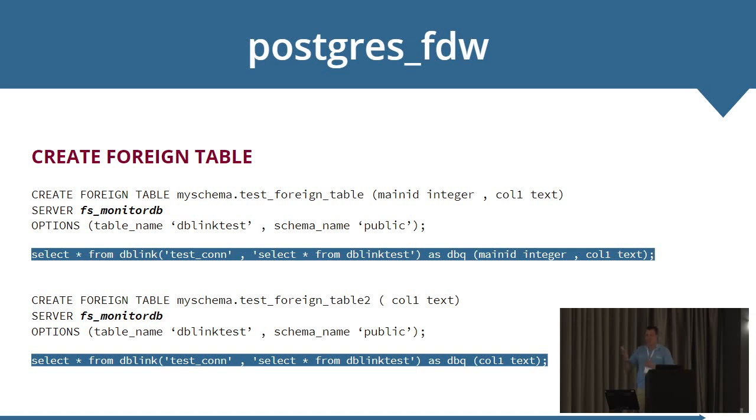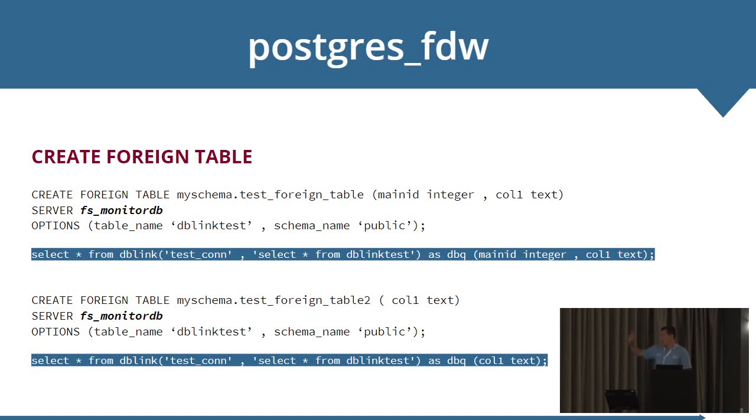So what happens in the first instance, if you select from myschema.test foreign table, it would make a connection to the MonitorDB and retrieve column main ID and column 1.txt and show it. So it's basically like the file FDW with a DB link. And just there at the bottom, the example that we used, that's what the example would look like if you would use DB link.